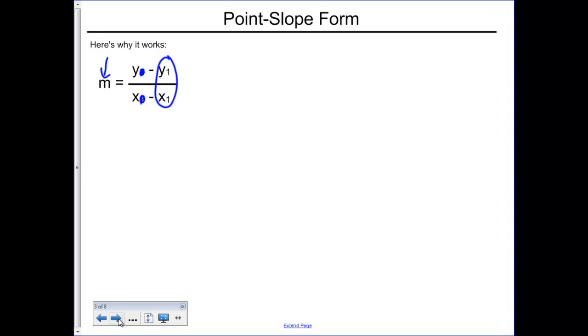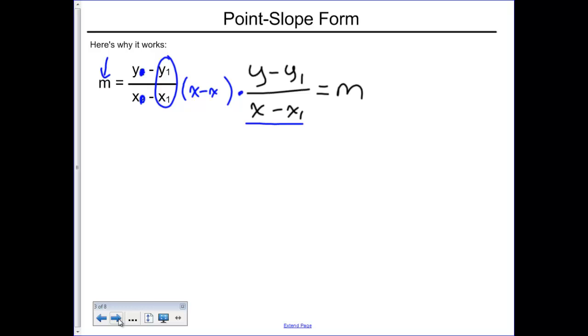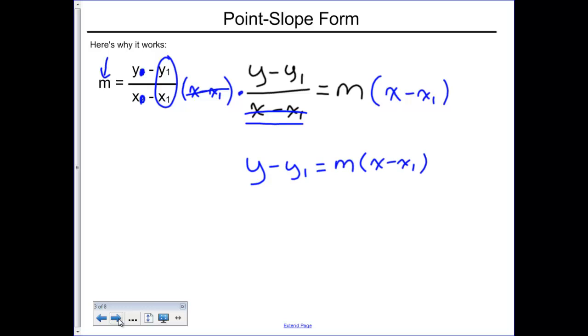So if I rewrite this as y minus y1 over x minus x1 and let that equal m, all I'm going to do to eliminate this from the bottom is multiply both sides by x minus x1. The x's will cancel each other out on this side, leaving y minus y1 equals m times x minus x1. And that is our point slope form.